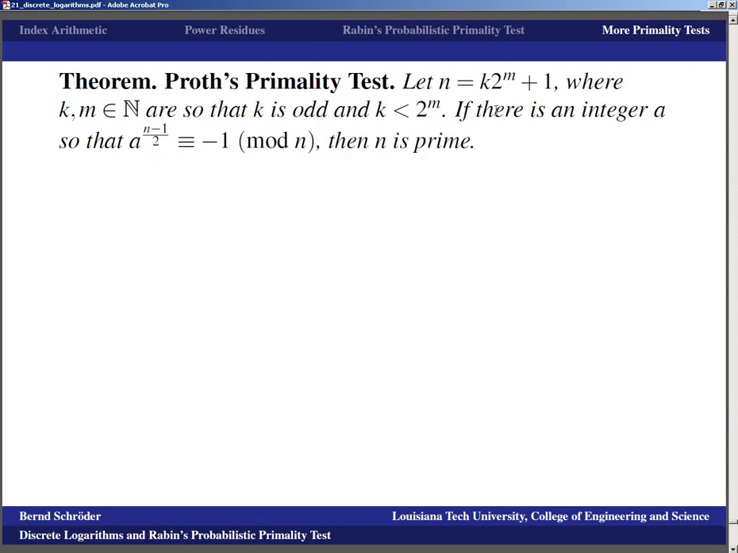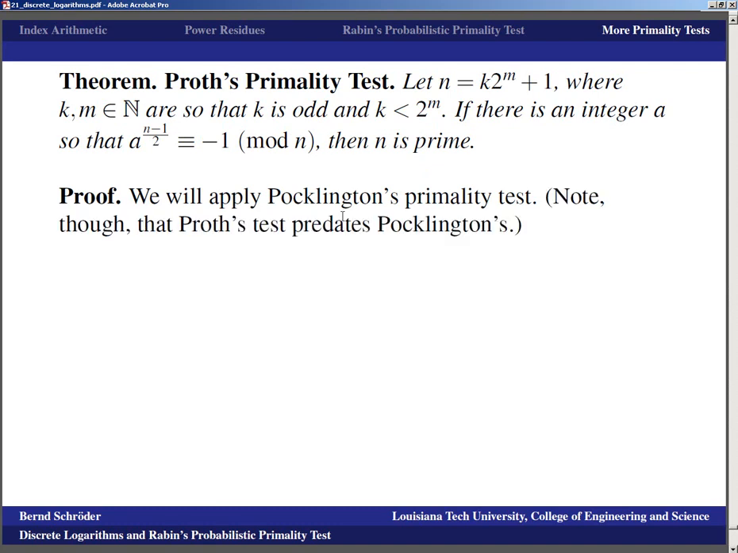Well, so we have n minus 1 being the product of two numbers, and the greater of the two is 2 to the m, so that feels very much like Pocklington's test, and in fact our proof is going to be that we will apply Pocklington's primality test. The reason why this test is still called Proth's test is because Proth's test predates Pocklington's test.